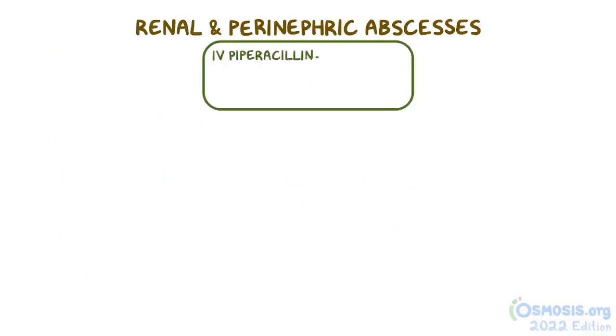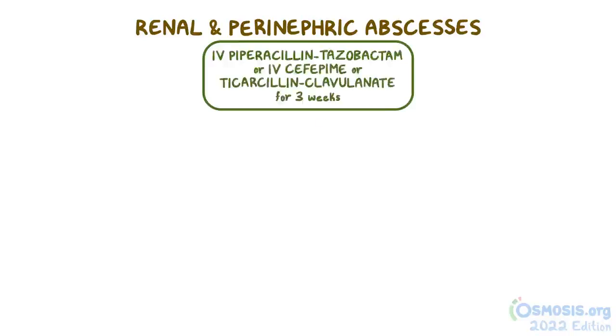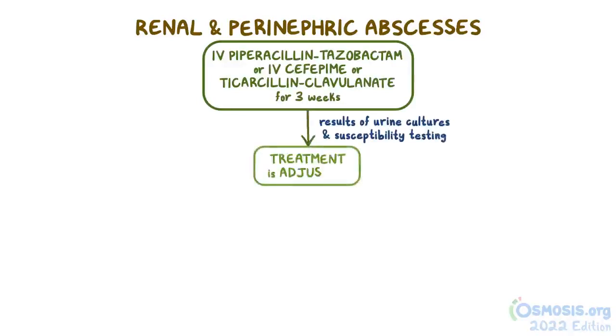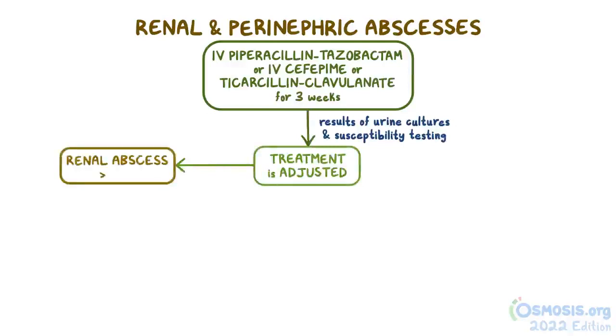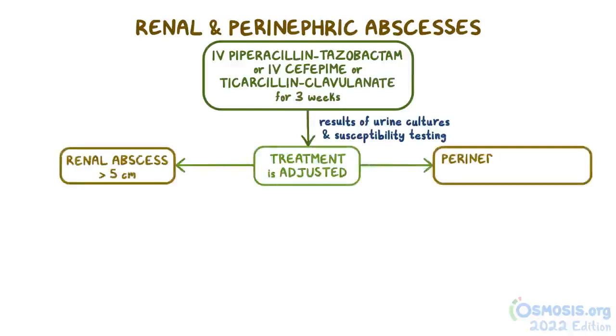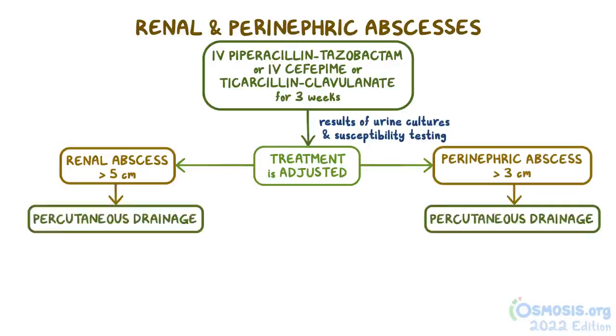Empiric treatment of renal and paranephric abscess is IV piperacillin tazobactam, or IV cefepime, or ticarcillin clavulanate for 3 weeks. Once the results of urine cultures and susceptibility testing are available, the treatment is adjusted accordingly. When a renal abscess is larger than 5 centimeters, and when a paranephric abscess is larger than 3 centimeters, percutaneous drainage of the abscess is done in addition to antibiotic therapy. If the paranephric abscess has a lot of septations within and can't be drained, then surgery is recommended.